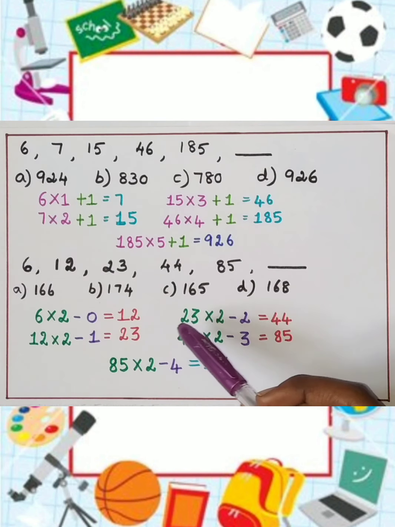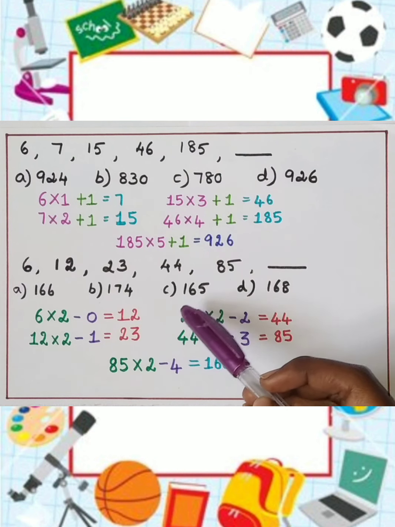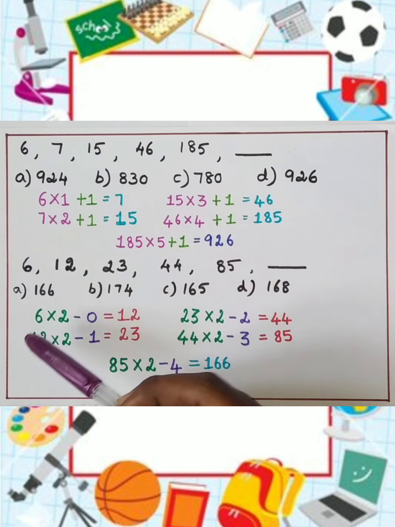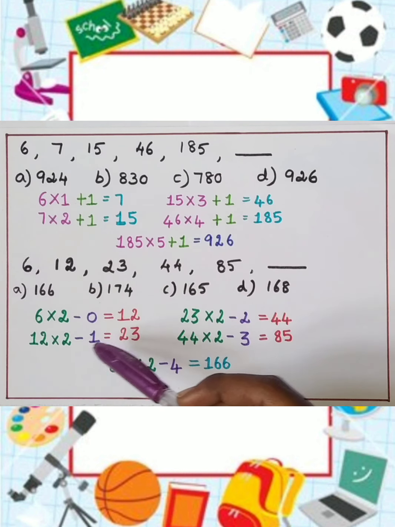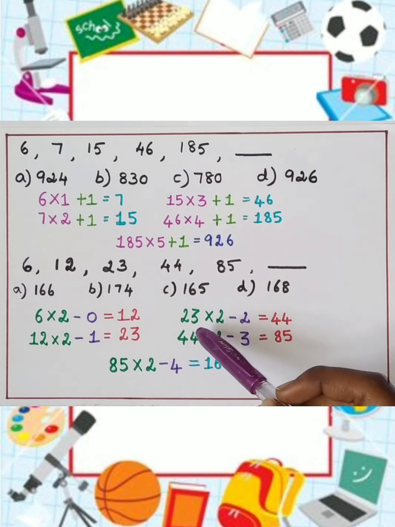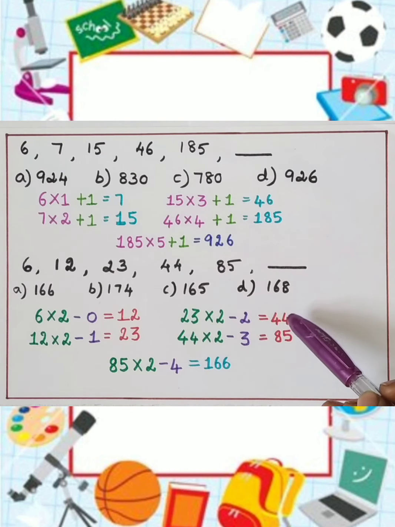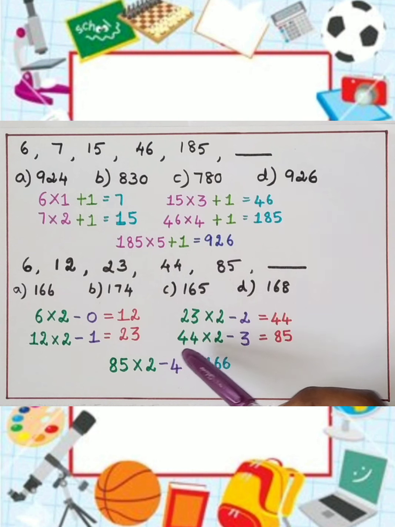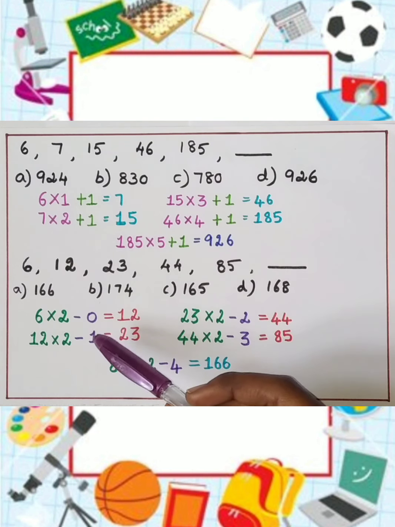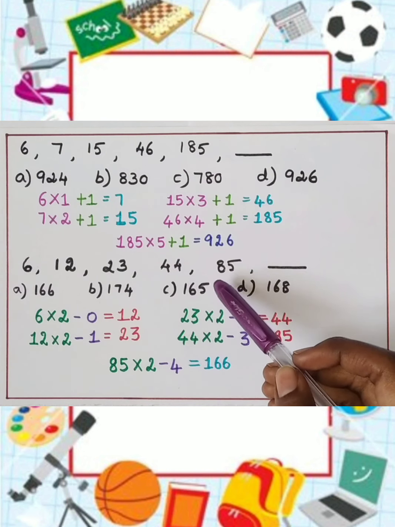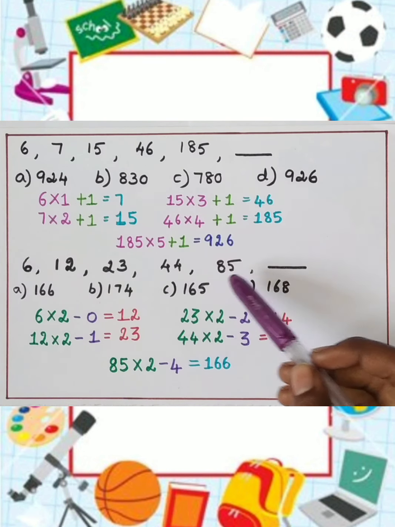So having a look at this, we see that this forms a series: 6 2s are 12 minus 0 gives us 12, 12 2s are 24 minus 1 gives us 23, 23 into 2 is 46 minus 2 gives us 44. Applying the same logic to the next number, 44 2s are 88. Here it should be minus 3 because 0, 1, 2, the next number should be 3. So 88 minus 3 is 85, and of course the next number in the series is also 85. So this is the logic.